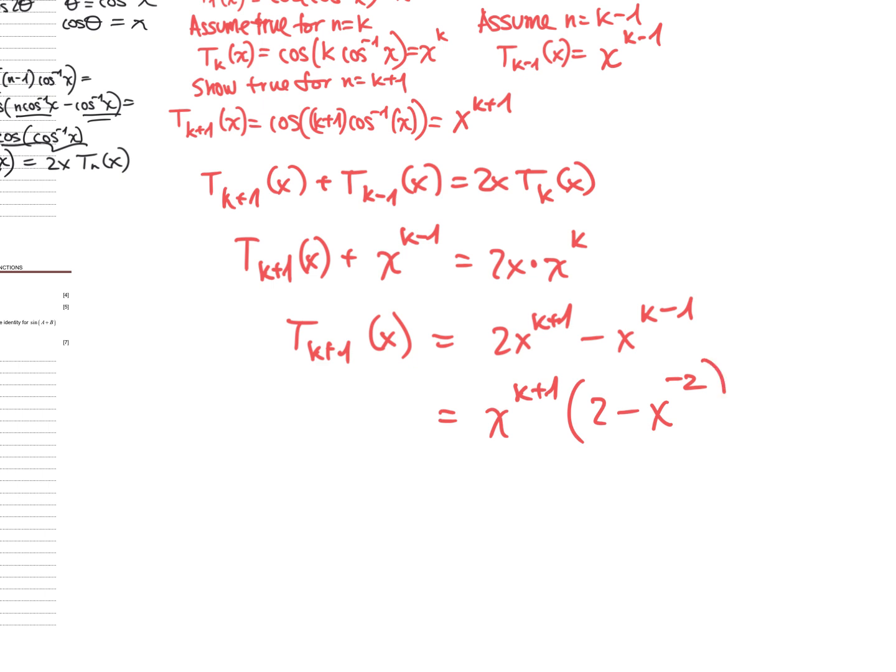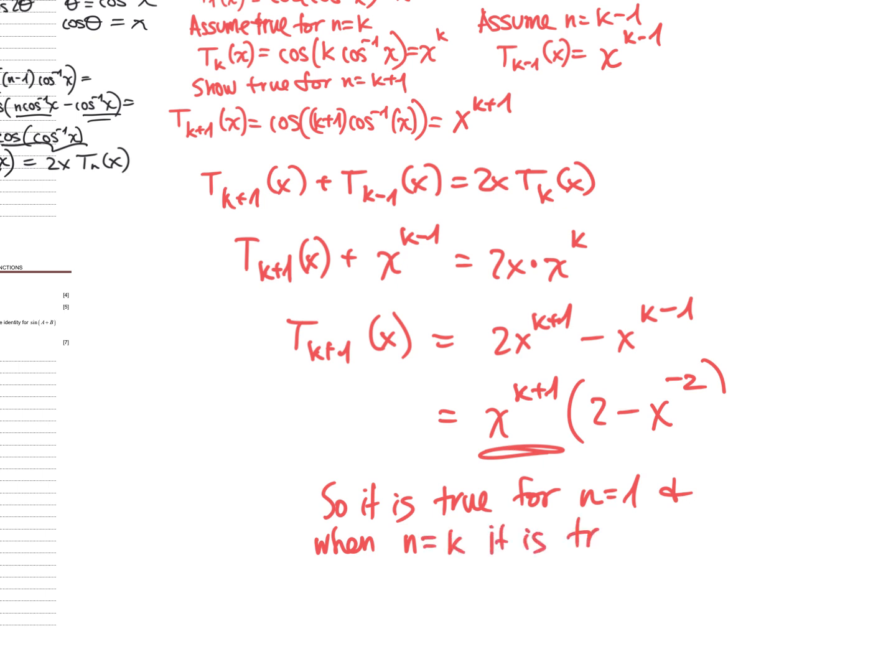So T_(k+1) of x has degree k plus 1, since this is the highest degree in the polynomial. So it is true for n equals 1, and when it is true for n equals k, it is true for n equals k plus 1. It is true for all n by PMI.